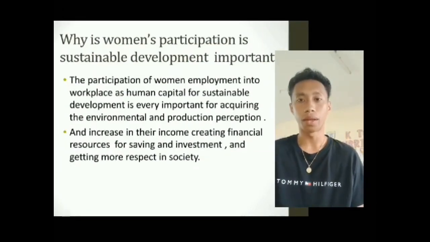Why is women's participation in sustainable development important? The participation of women's employment in the workplace as human capital for sustainable development is very important for acquiring environmental and production perception, increasing their income, creating financial resources for saving and investment, and getting more respect in society.